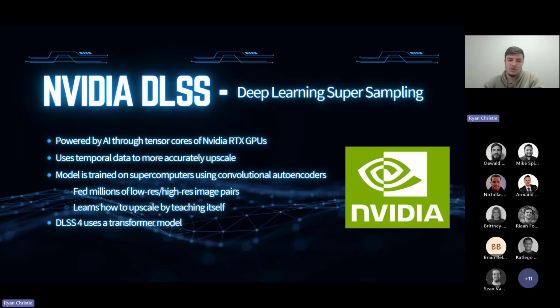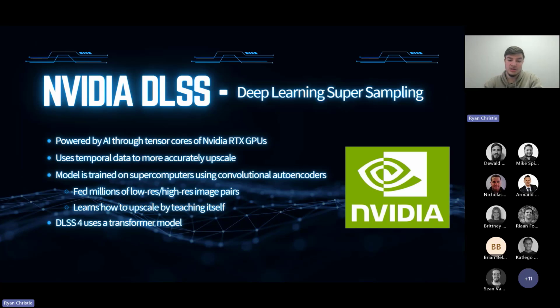And the way the model is trained to do this upscaling, it uses their supercomputers and convolutional autoencoders, which are fed millions of low-res, high-res image pairs, and teach themselves how to upscale by trying to upscale the low-res image to the high-res image, comparing the result to the actual high-res image, seeing the error, and adjusting their internal parameters. And it'll repeat this many, many times until it's accurately upscaling.